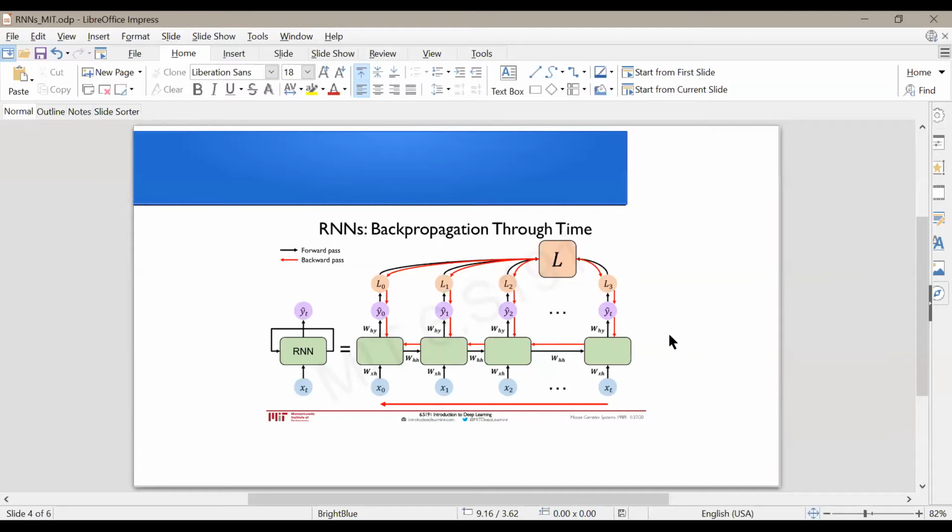Remember, in a neural network, there's always a forward pass and a backward pass. The backward pass is when you're computing the updates for the stochastic gradient descent.